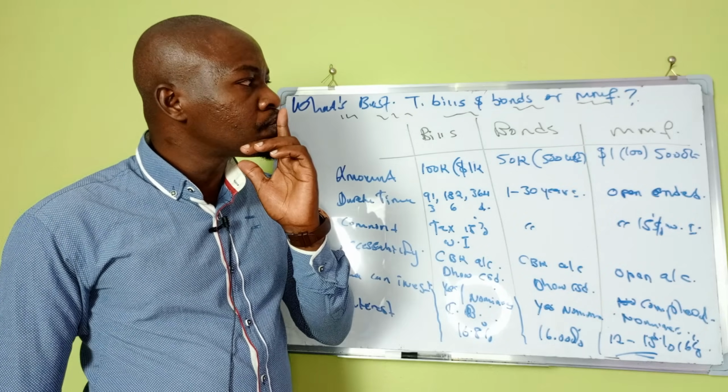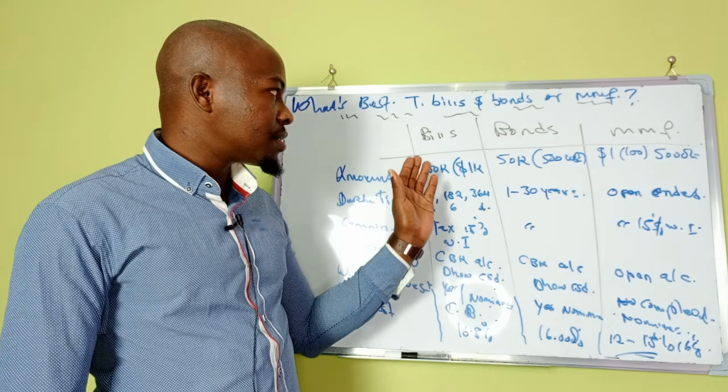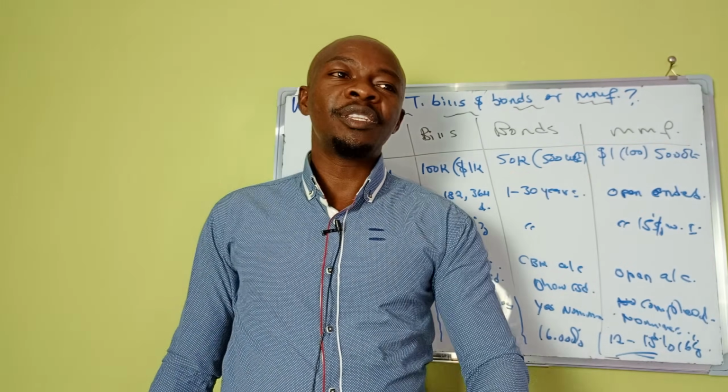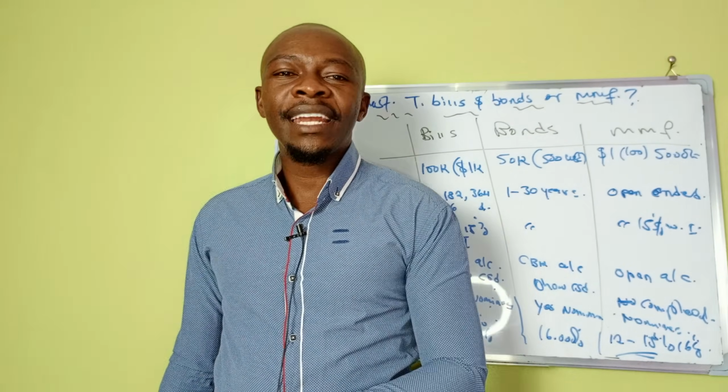Now it's up to you to choose and say, okay, based on what Joseph has explained, I think bills are better for me. I think bonds are better for me. I think all of them are better for me. By the way, if you ask me which is the best, I would say, can you get both or all of them? Amazing. Go ahead and get all of them.